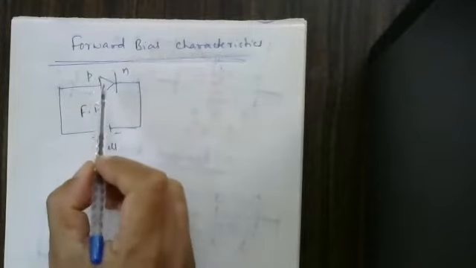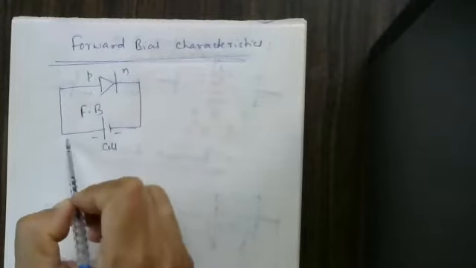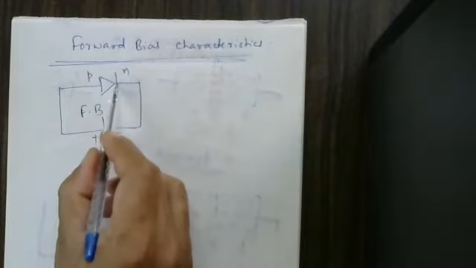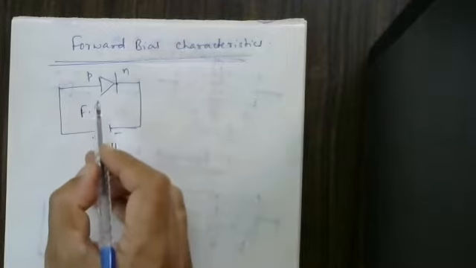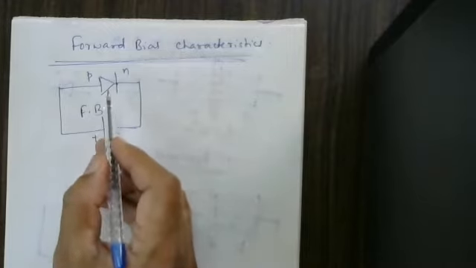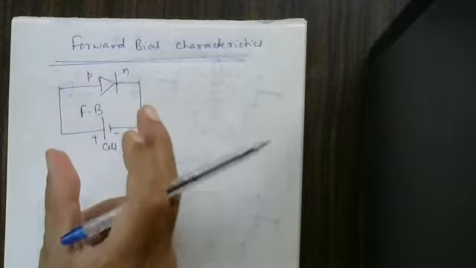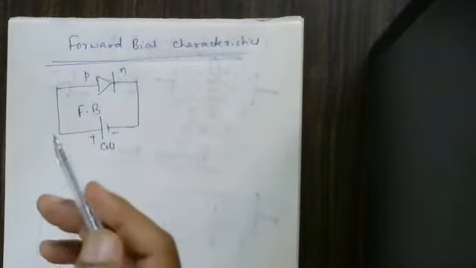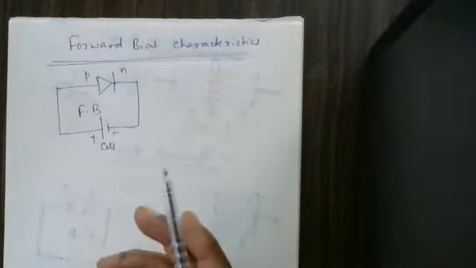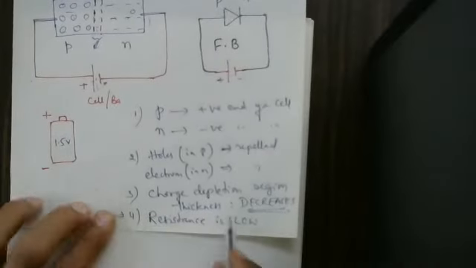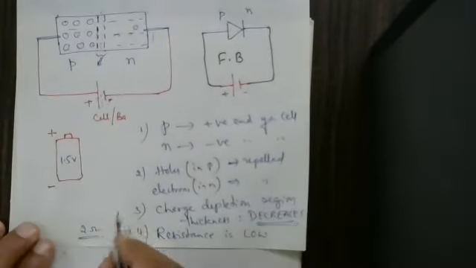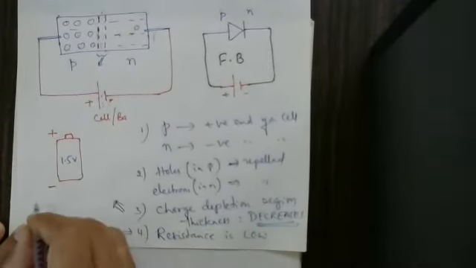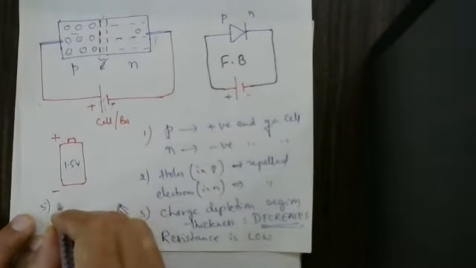One more question: what do you mean by forward bias? The diode's P variety is connected to the positive end of a cell, and the diode's N variety is connected to the negative end. That connection is called forward biasing. In this case, the charge depletion region thickness decreases, resistance decreases, and current flow increases. There is a current flow. Resistance is low, therefore the current exists here. I will write it here. Due to this, point number 5: there is a current flow.